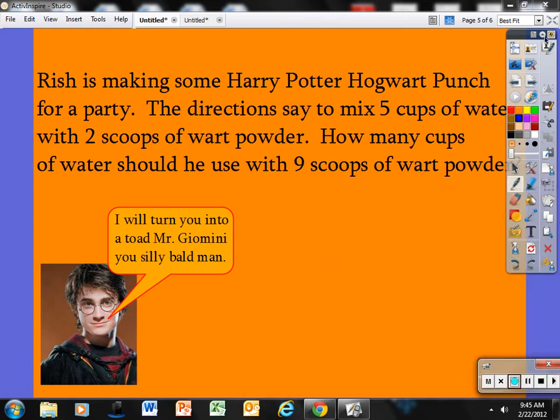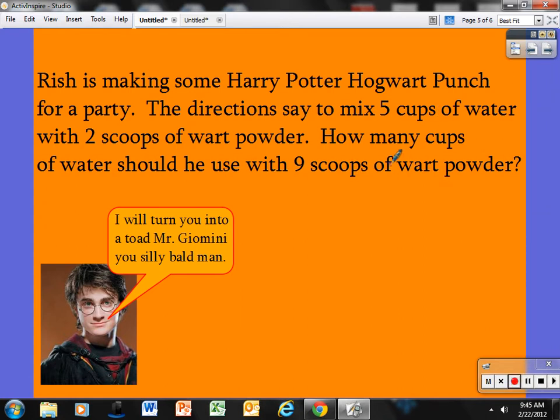Here with a problem that you can solve multiple ways, but it kind of helps prepare us for what we're going to see here in the future in lesson or chapter 7.